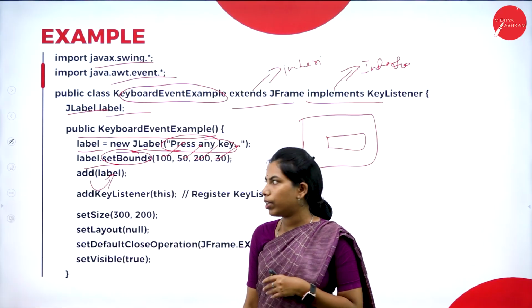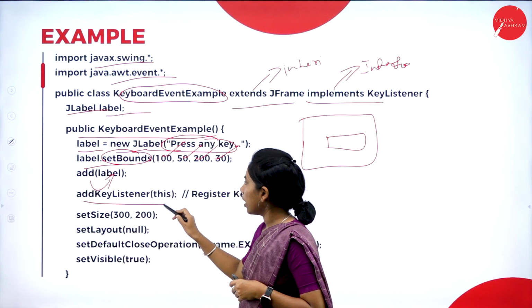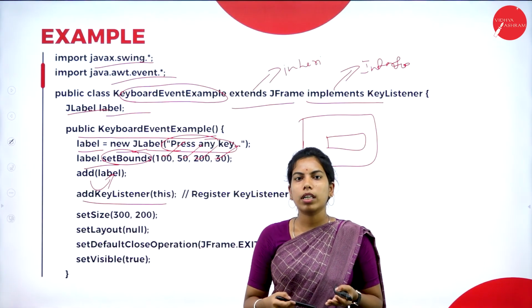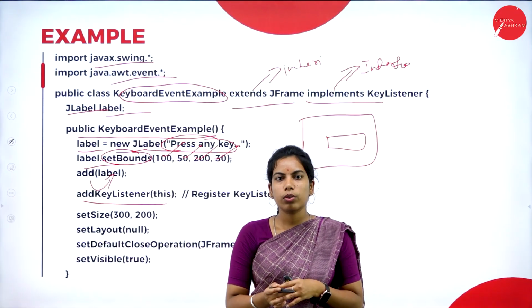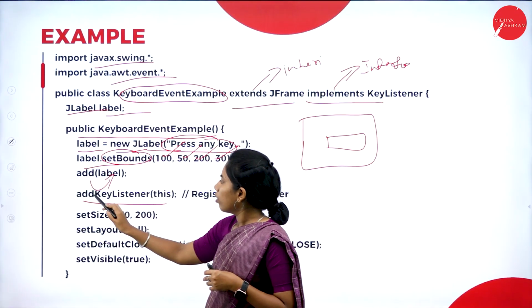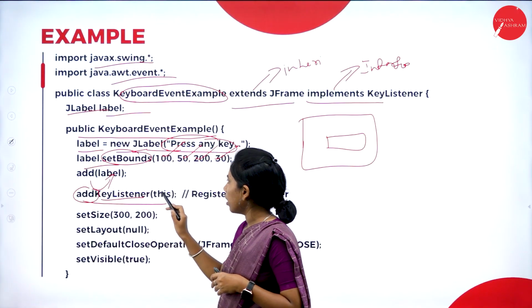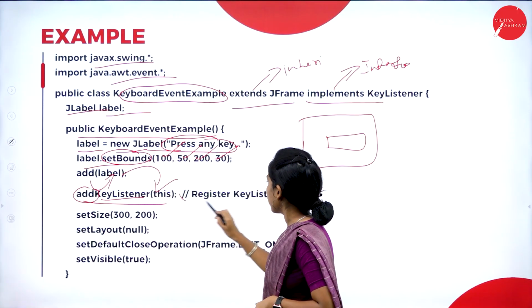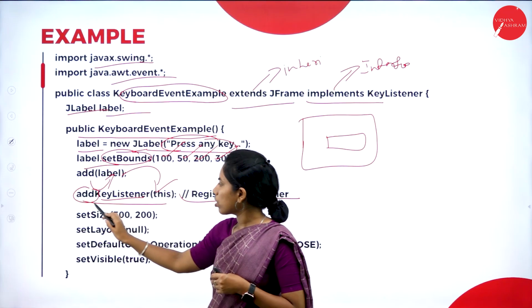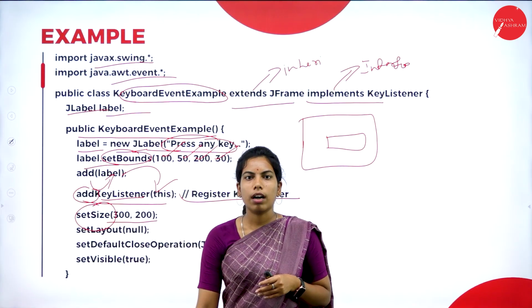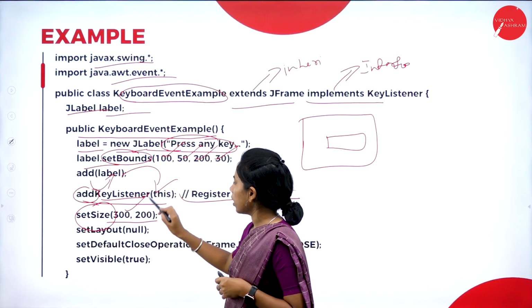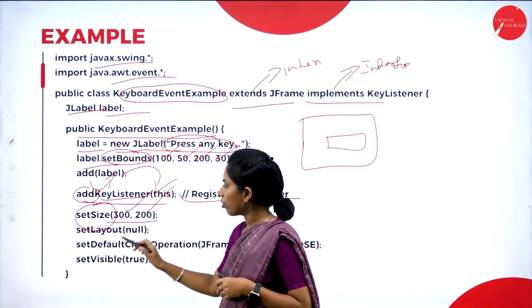Then add that label. After that add the key listener, because we work with the KeyListener interface and we have to register the listener. So we use addKeyListener with this, and register it. We have to set the size, because we need a size for the frame, so that is 300 width and 200 height.